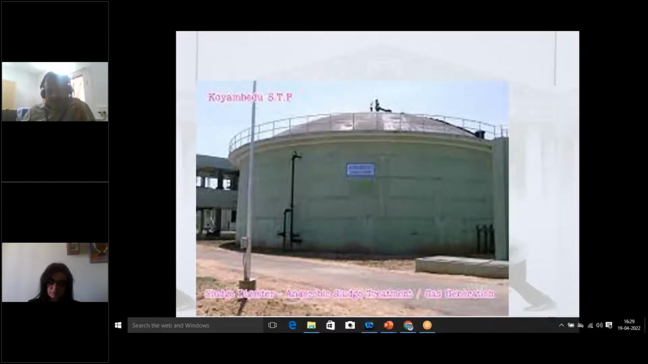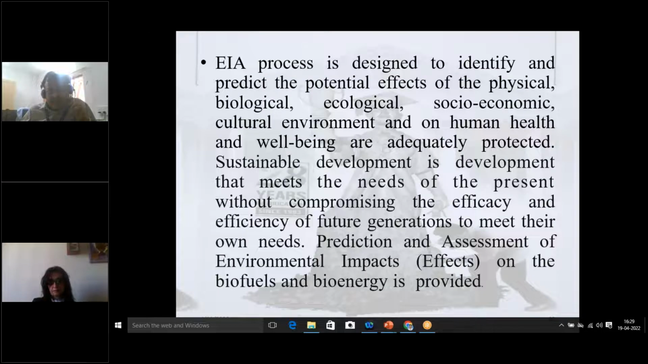And this produces power of about 3000 to 4000 kilowatt, which can run our tanks and aerators in our Coimbatore STP. And the EIA process is designed for the biofuels and bioenergy, which is a systematic identification and evaluation of the potential environmental effects with respect to air pollution, water pollution, and land pollution. And the prediction and assessment of the environmental impacts have been documented in this paper.